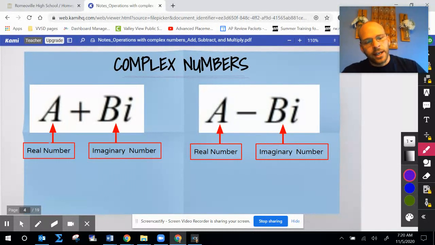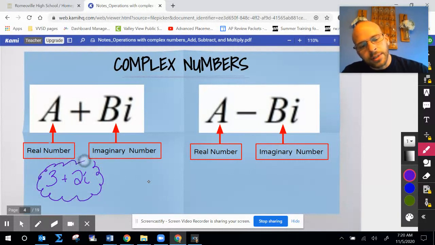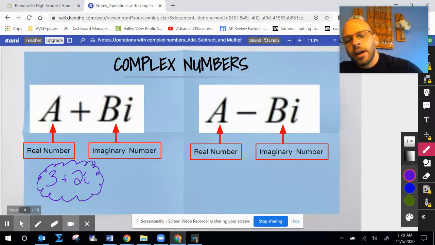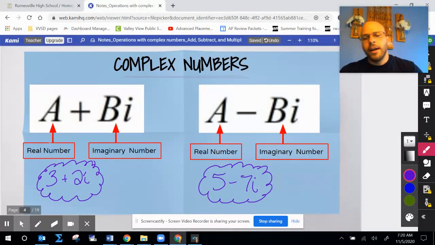So if I put an example under each one of these, I can call this first one, let's say, 3 plus 2i. Now, these are not like terms, so you cannot combine them together. So that sum is considered a complex number. I can also have, let's say, 5 minus 7i, right? That is also a complex number. You can't add or subtract the 5 and the 7 because of that i. So we always write our answer with the real number plus or minus the imaginary number.